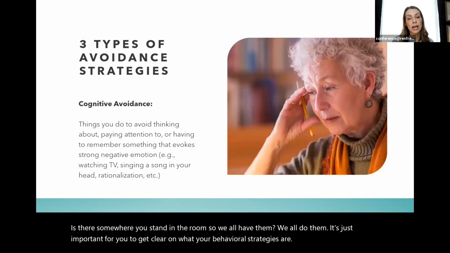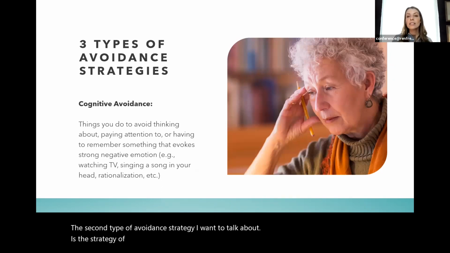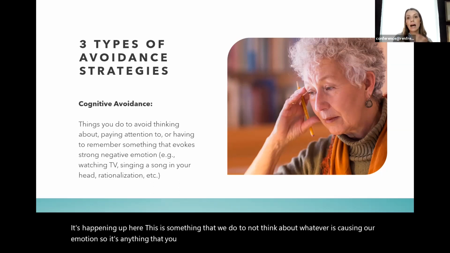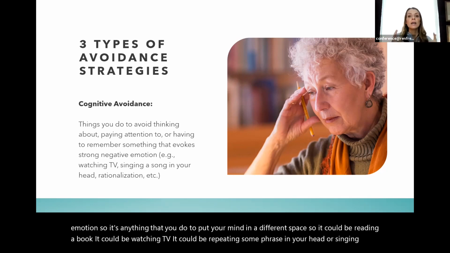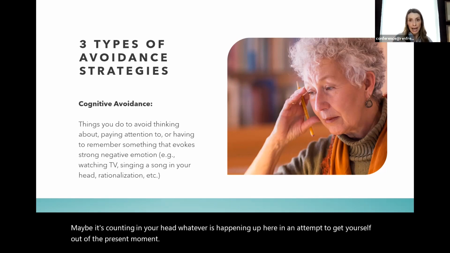The second type of avoidance strategy I want to talk about is the strategy of cognitive avoidance. So this is a little harder to detect because we can't see it. It's happening up here. This is something that we do to not think about whatever is causing our emotion. So it's anything that you do to put your mind in a different space. So it could be reading a book, it could be watching TV, it could be repeating some phrase in your head or singing a song in your head. Maybe it's counting in your head, whatever is happening up here in an attempt to get yourself out of the present moment. It's okay if you do these things.